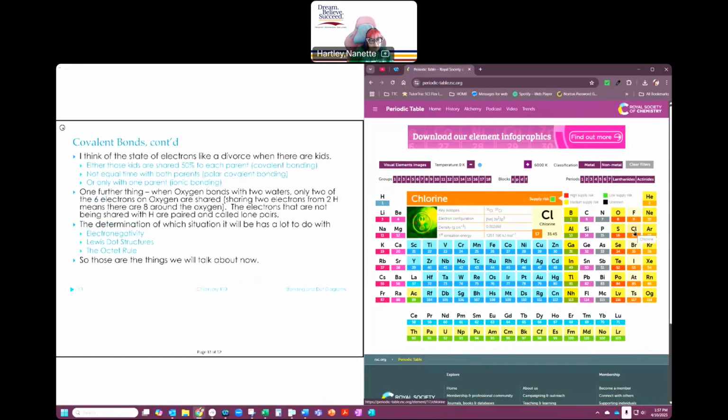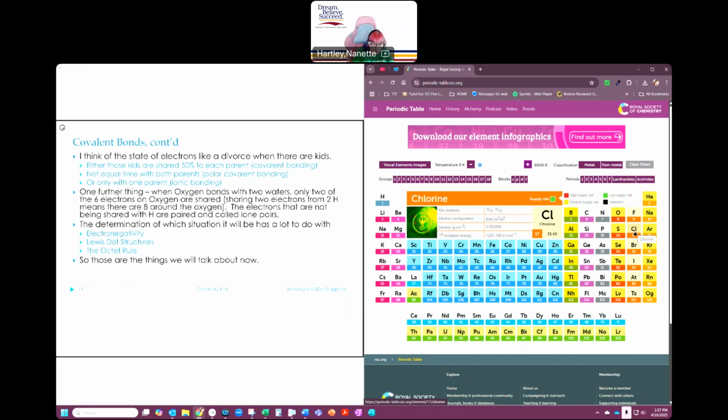So when I think of covalent bonds, I think of them more like what happens when two parents get divorced. Sometimes there's a complete equal sharing of those kids, right? So sometimes they spend half their time with one parent and half with the other. It's not always the case.